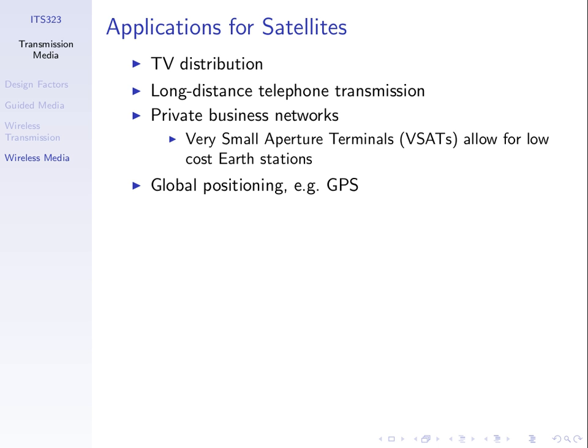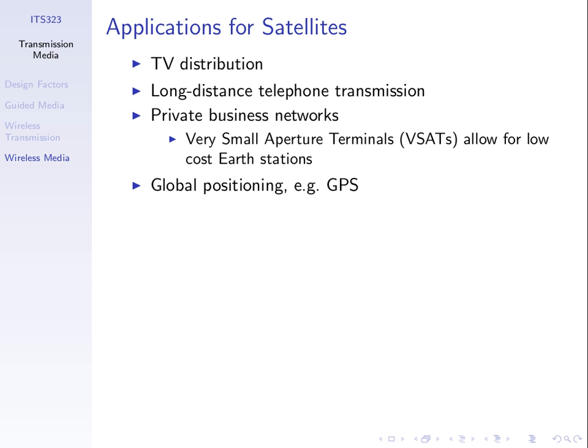So where do we use satellites? TV distribution, some long-distance telephone communications, private business networks. Let's say 7-Eleven throughout the country puts small antennas, referred to as very small aperture terminals, VSATs, on each of their shops, so that they can communicate and exchange data between all the 7-Elevens. Then they can connect them all together by using a single satellite, as opposed to paying for cabled links all through the network.